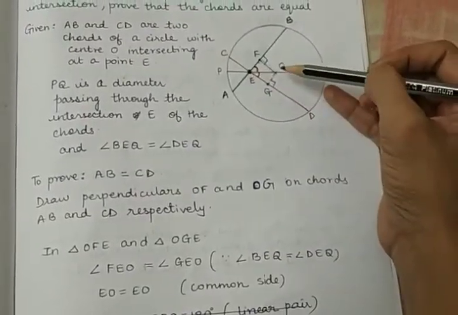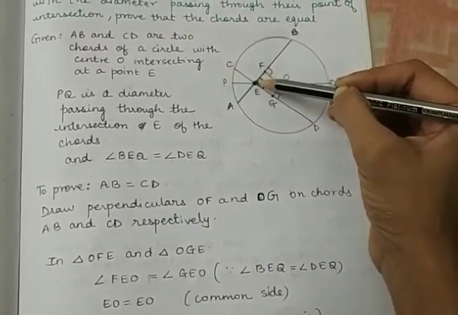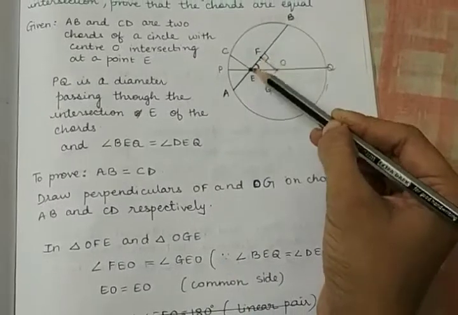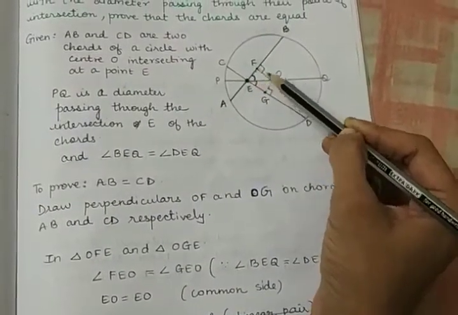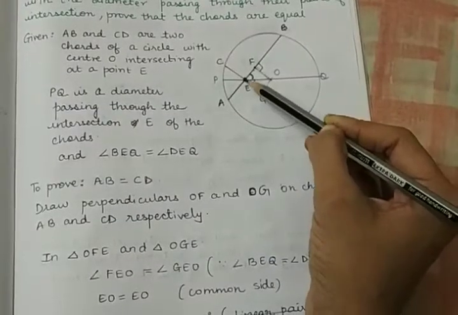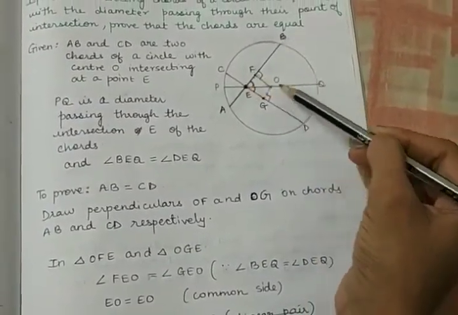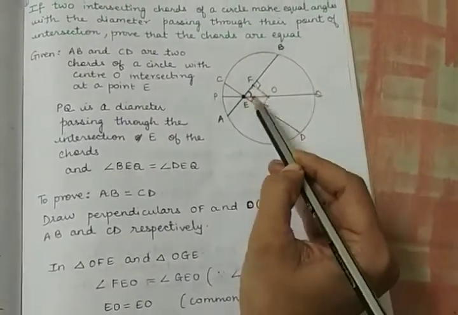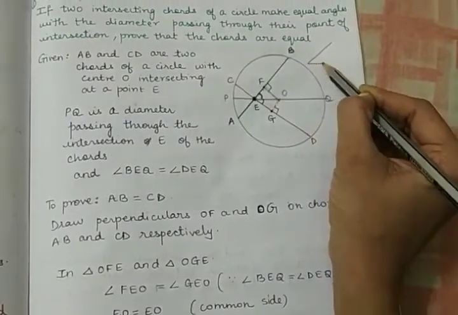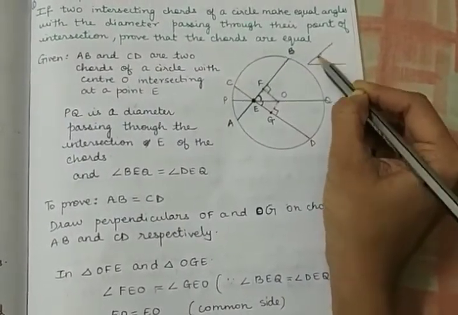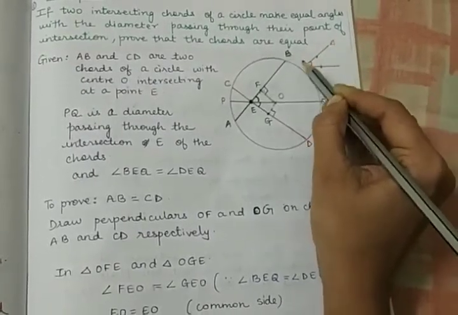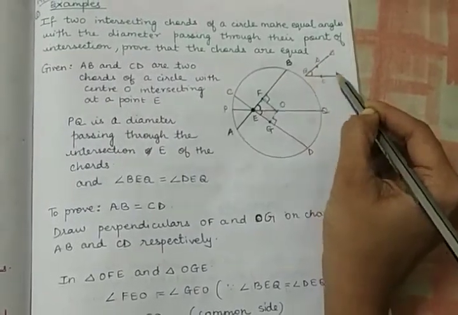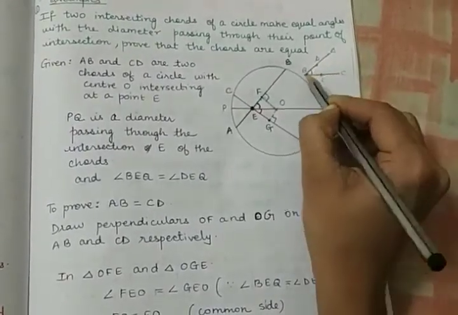Now in these triangles, angle FEO is equal to angle GEO. This angle is equal to this angle. What is the reason? You know, this angle and this angle are equal, already given in the question. If this is equal, then this also is equal, right? So if you have something like this and you take any two points here, and this is a common angle, correct? If I take this as ABC and this is DE, now this angle ABC is equal, then this angle is also part of that.